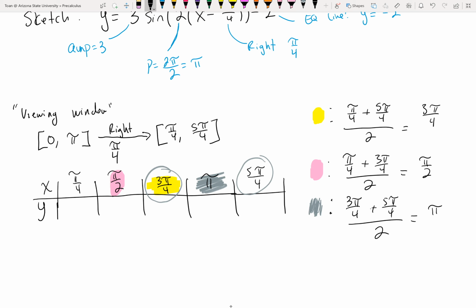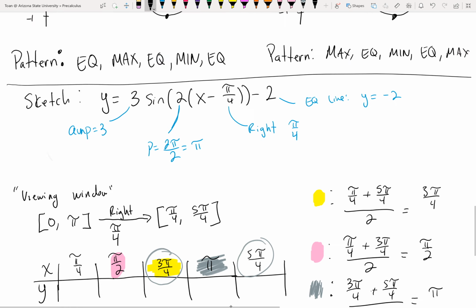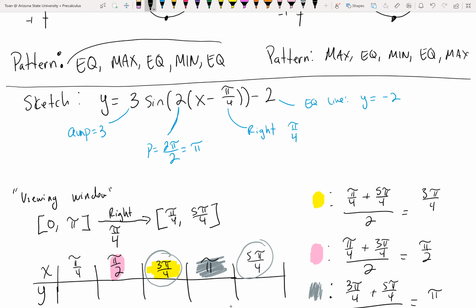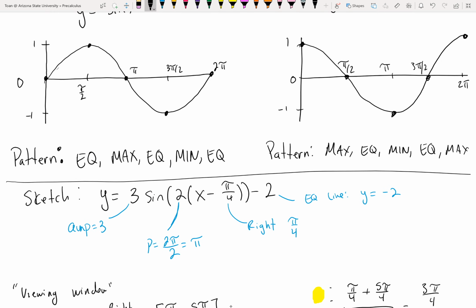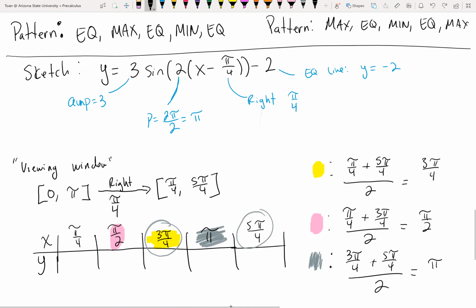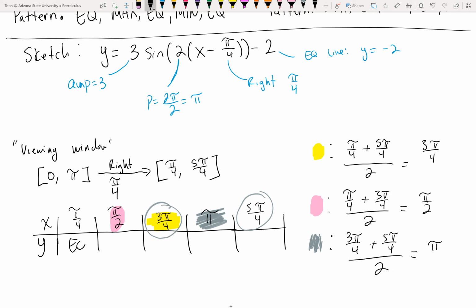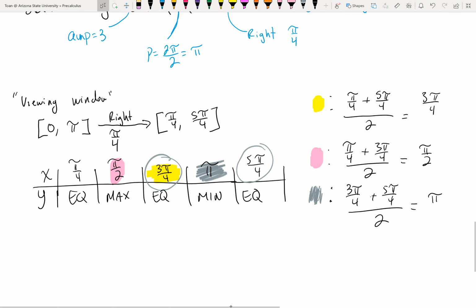Now for the y values, we just need to repeat this pattern, and we need to know the pattern of the sine. You don't even have to memorize this, you just have to know the basic shape. I know it starts at the equilibrium, then goes up, then goes down, and so on. So the shape is equilibrium, max, equilibrium, min, equilibrium. And then all I have to do is fill in the numbers. I find it easier to fill in the equilibrium numbers first.